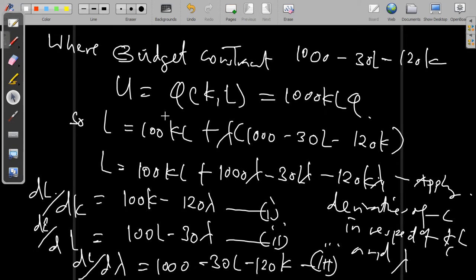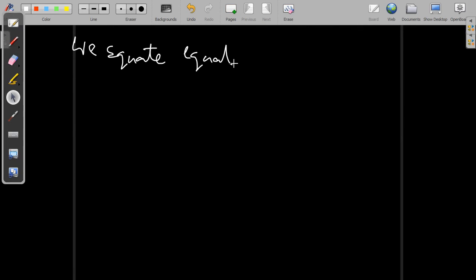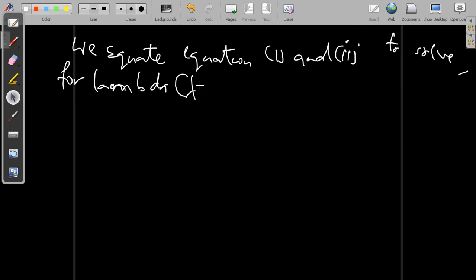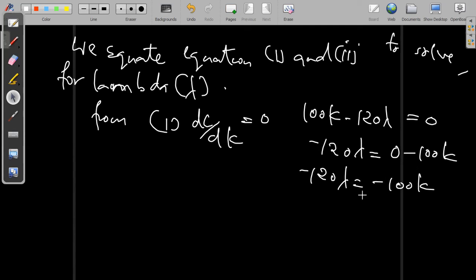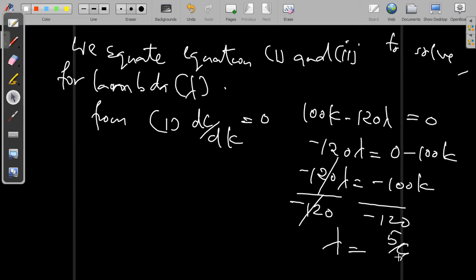Now for that case, we take equation 1 and equation 2. Then we equate the two equations and solve for lambda. So when we take from this formula, dL over dK, which is equal to 0. We take 100K minus 120 lambda equals 0. We take negative 120 lambda equals 0 minus 100K. So we divide by negative 120 on both sides. You obtain lambda for equation 1, which is equal to 5 over 6 K.